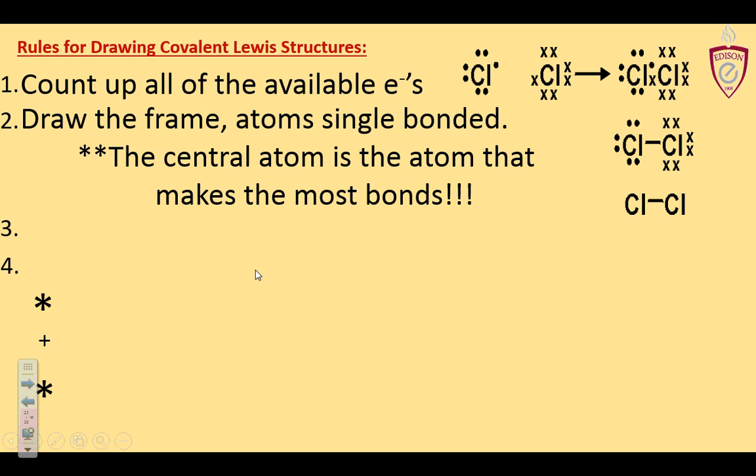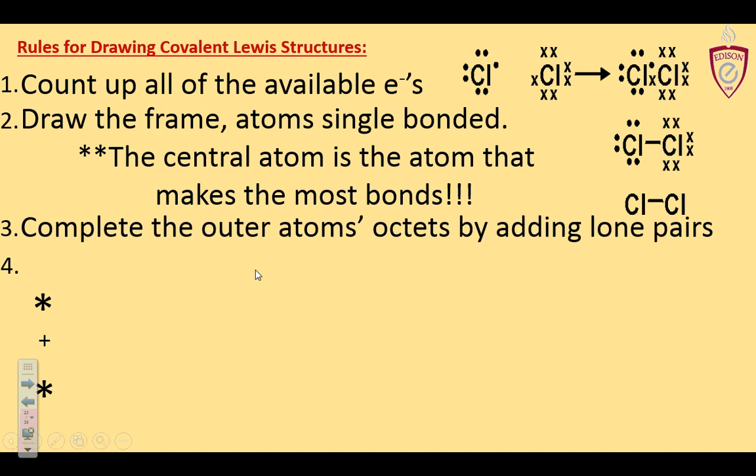Just a note, the central atom is going to be the atom that makes the most bonds, the one with the most unpaired electrons. There's only 4 or 5 of them. Complete the outer atoms' octets by adding lone pairs. You're going to take the extra pool of electrons that you've got after you connect, and fill them in. We're going to start with the outside atoms and work our way in. Then we're going to check.